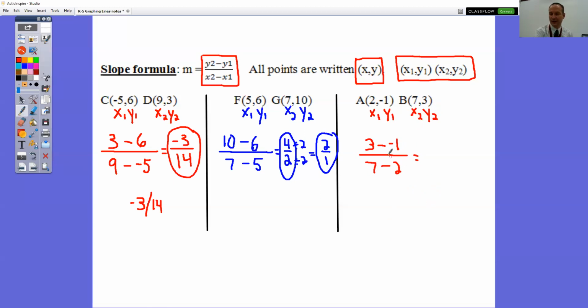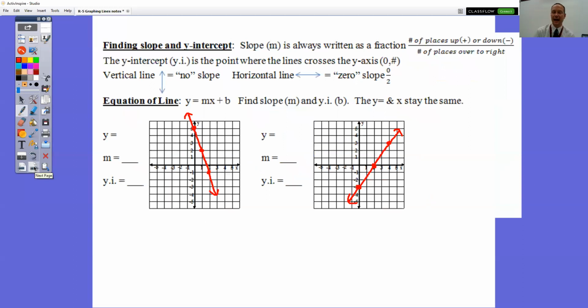Type those two things into the calculator. 3 minus -1. 3 minus -1 is 4. 7 minus 2. 7 minus 2 is 5. So we get the fraction 4/5. On your homework today, you have 3 questions just like these. The second kind of question that you're going to have today involves slope and y-intercept.